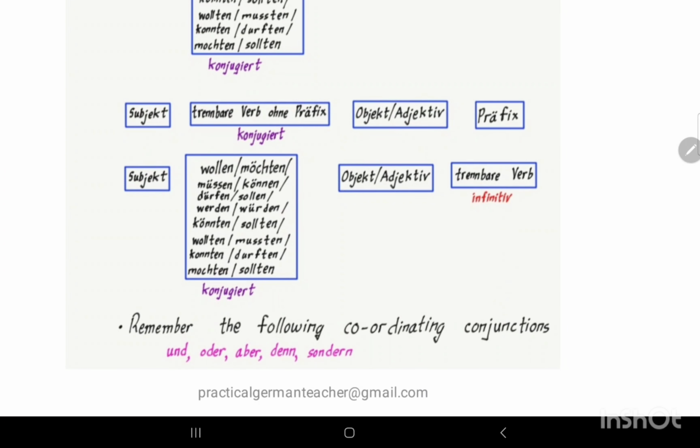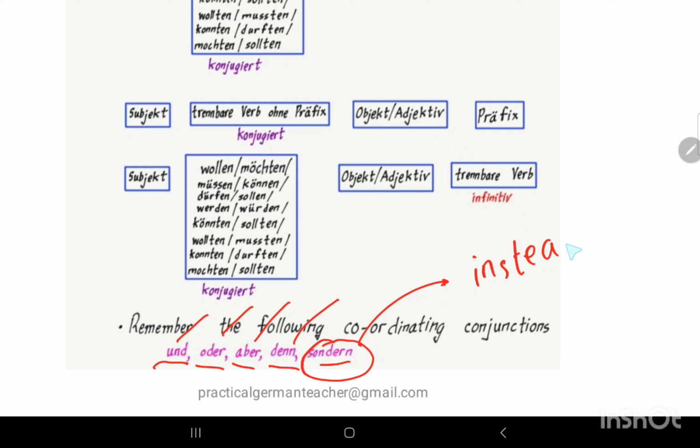So you have five of these. The famous ones: und, oder, aber, denn, sondern. And, or, but. Then denn means because or as, not like as good as, but it's something like: I'm learning German as I want to go to Germany, right? I'm learning German as I want to get a better salary, right? Or because. Sondern is something like instead.